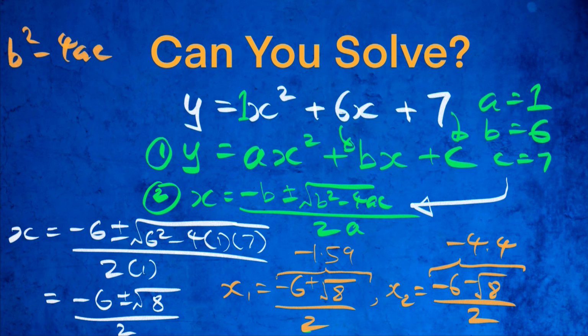Because b squared minus 4ac equals 8, as we have calculated over here, there are, by default, two different solutions to this quadratic equation.